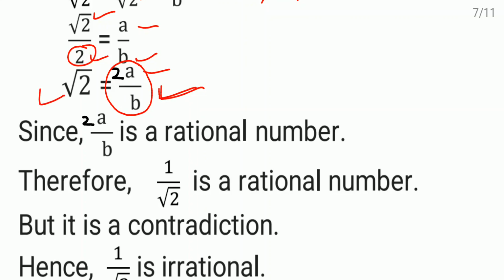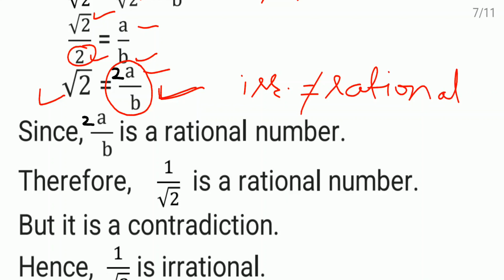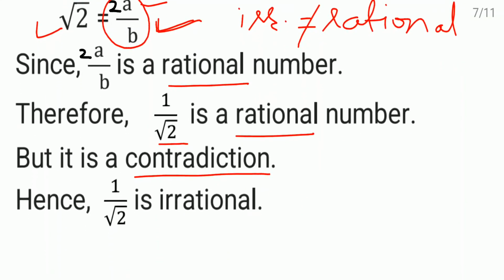But is that correct? We know that root 2 is not rational, it is irrational. So here what comes? Irrational, which is equal to rational. But this is not right. Correct. So here, look at the answer. Since 2a by b is rational, therefore 1 upon root 2 is also a rational number. But it is a contradiction. Therefore, 1 by root 2 is irrational.